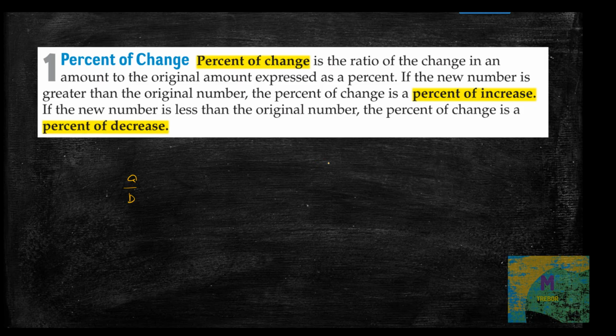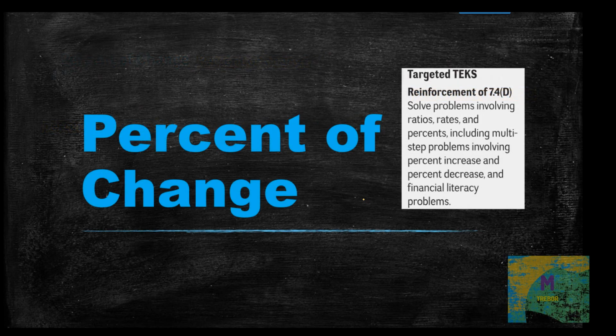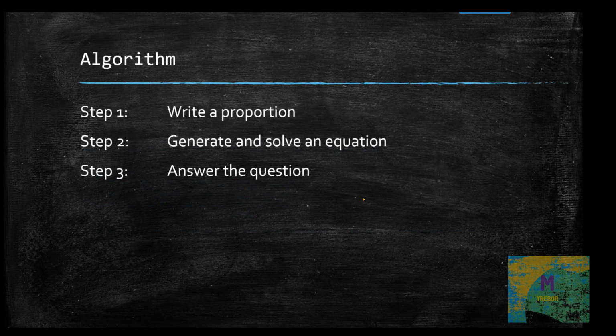If the new number is greater than the original amount, the percent of change is a percent of increase. So, in other words, if I have $5 and at the end of the day I have $10, that's a percent increase. I can measure that. The opposite would be if the new number is less than the original number, then that would be a percent of decrease, which means I went from $10 to maybe $8, a 20% decrease, and that's what that means there.